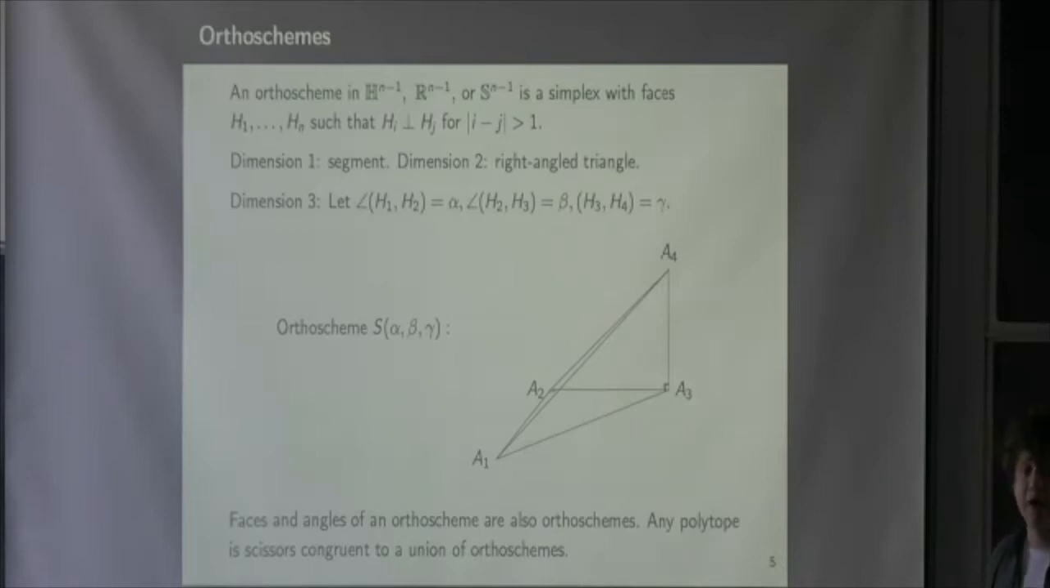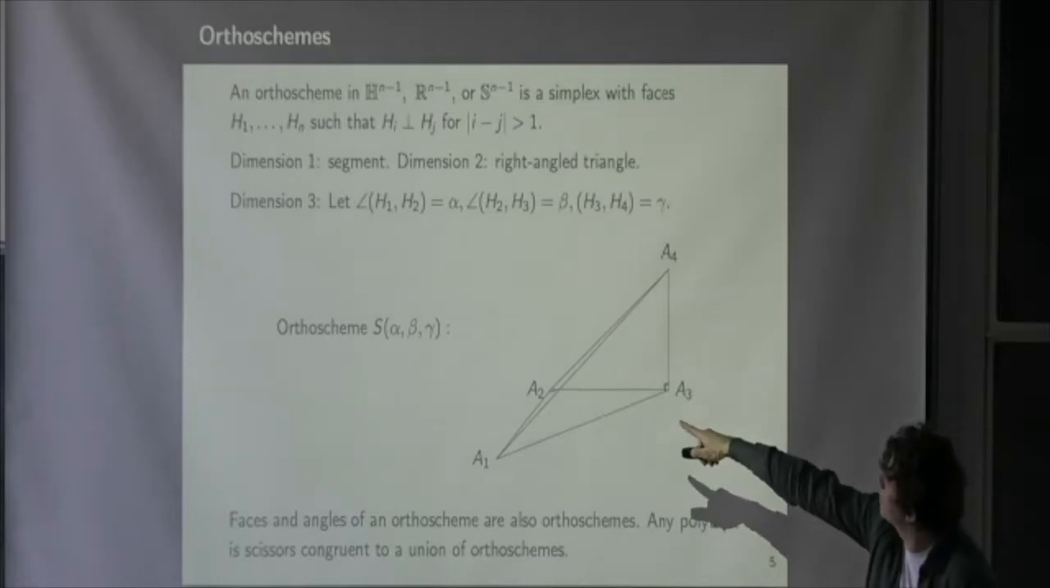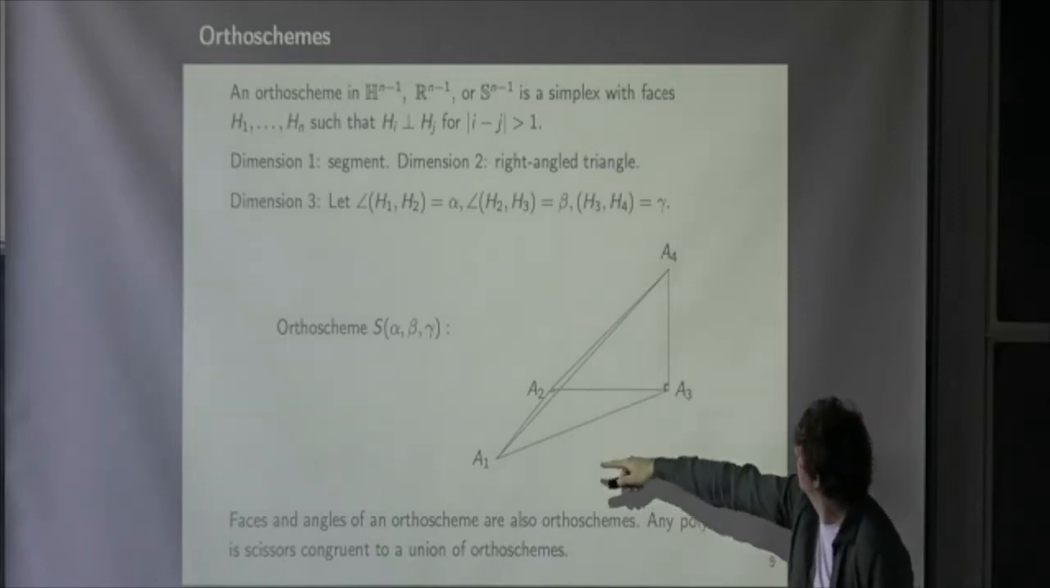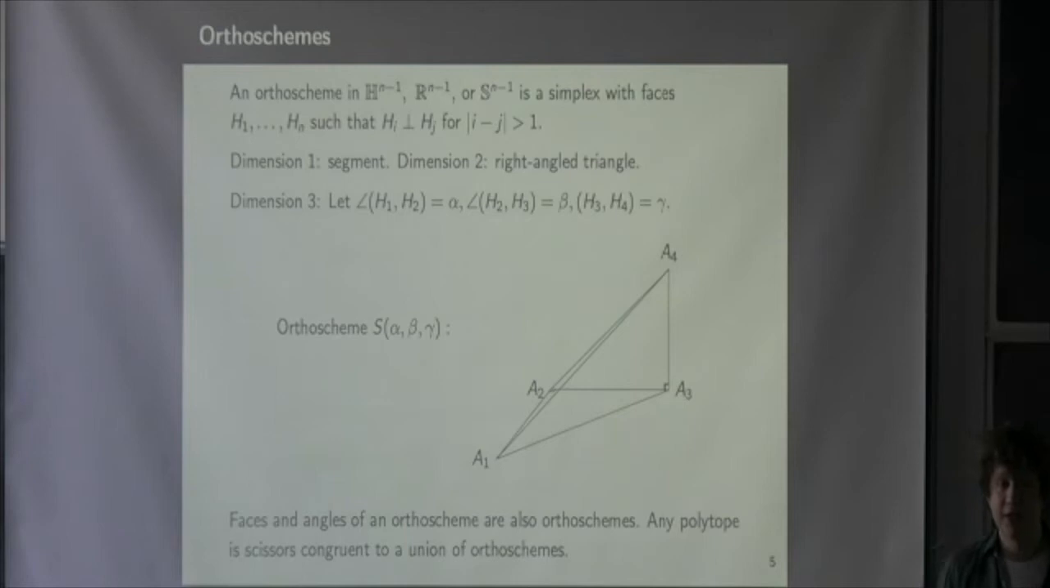So Lobachevsky found a formula for the volume of an orthoscheme. I parameterize this orthoscheme in hyperbolic space by 3 dihedral angles at A1A2, A2A3, and A3A4. All others are pi over 2, 90 degrees. So that's an orthoscheme. And Lobachevsky found a formula for its volume.